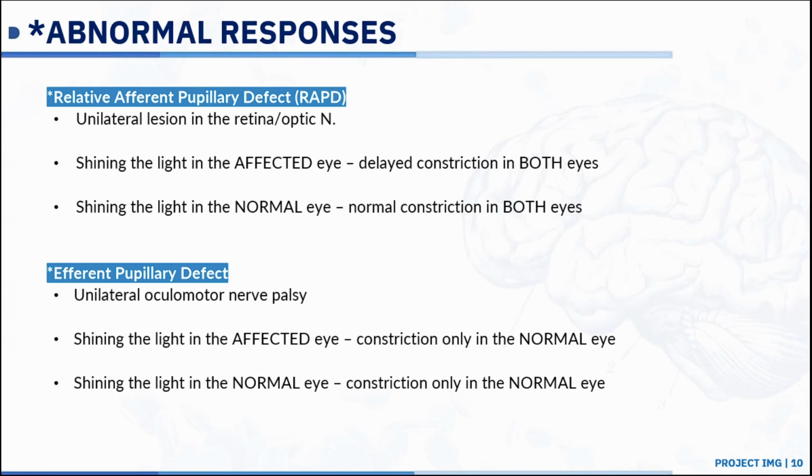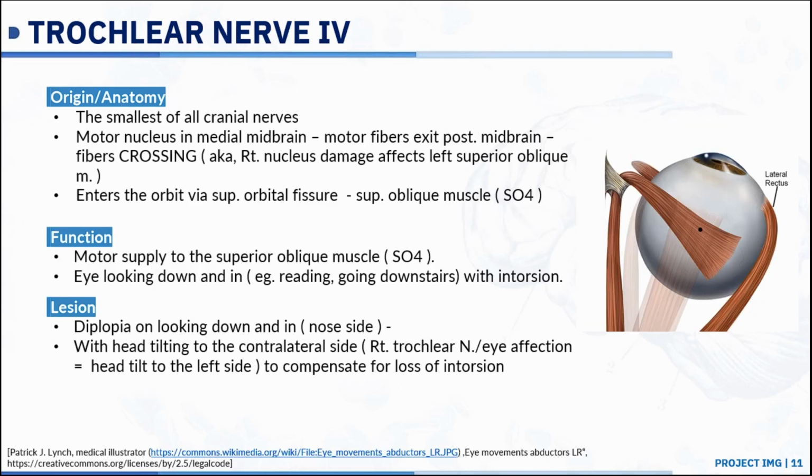Abnormal responses. Relative afferent pupillary defect, RAPD, is a unilateral lesion in the retina or optic nerve. Shining the light in the affected eye gives delayed constriction in both eyes; shining the light in the normal eye gives normal constriction in both eyes. Efferent pupillary defect, unilateral oculomotor nerve palsy: shining the light in the affected eye gives constriction only in the normal eye; shining the light in the normal eye gives constriction only in the normal eye.